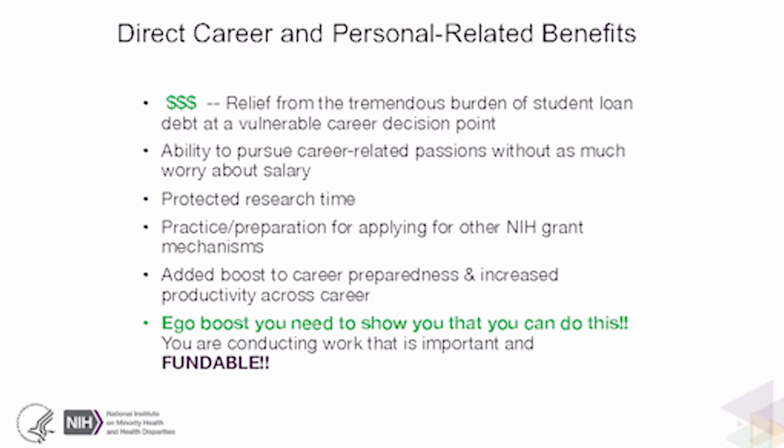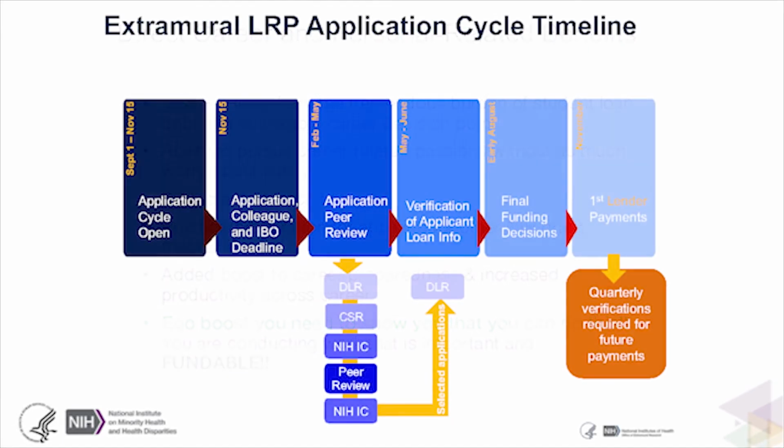I'm pretty sure that you guys talk to investigators all the time who tell you all about how hard it is to sustain your research career and about the grants that they did not receive and the number that they applied for. And that's kind of a tough environment to exist in. But receiving this LRP at an early career decision point in your life, where you're really vulnerable to leaving research, is the ego boost that you really need to show yourself and to show your PI that you're engaged in an area of research that NIH considers to be high priority and you are fundable.